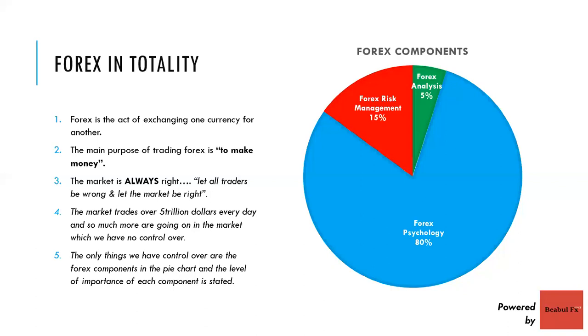However, there are some components in Forex that we have control over. And to be a successful trader in Forex, you need to understand the components you have control over, focus on those components, and maximize your potentials in those components. And we have 3 components. One, we have the Forex analysis, which has like 5% influence on your success in Forex. You have the Forex risk management, which has like 15% influence on your success, while you now have the Forex psychology, which has a whopping 80% influence on your success in Forex.